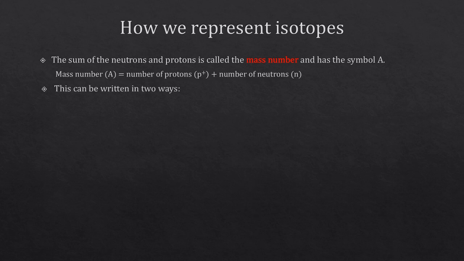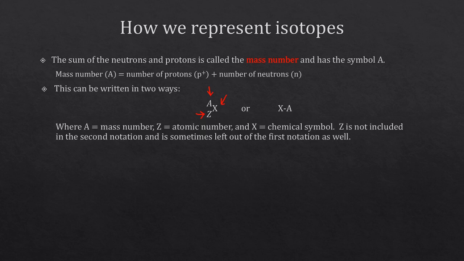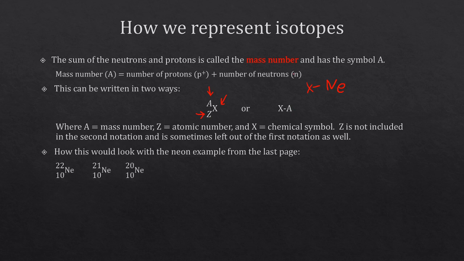So we can write this in two ways. You can either write it in this symbology here, where you put the mass number up top, here's the atomic number, and X is just our chemical symbol. So for example, neon is represented with Ne, and so both of these, that would be what X is. And then the number of neutrons will help us determine what the mass number is going to be. So let's look at some examples of that.